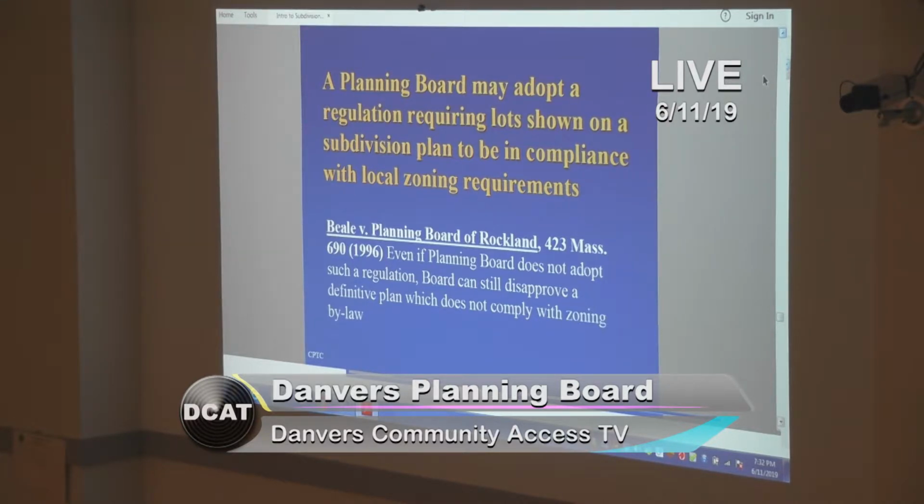So unlike A&R endorsement, definitive plan endorsement does require compliance with the zoning bylaws. So if a definitive plan shows an undersized lot, that is a basis for denial of definitive plan endorsement. You can adopt a regulation that specifically states that zoning compliance is required, but even if you don't, case law indicates that it's a grounds for denial.